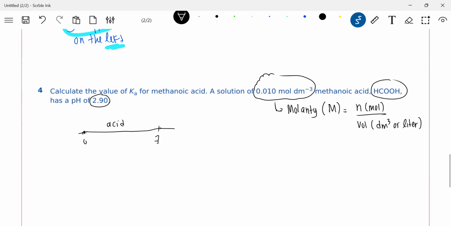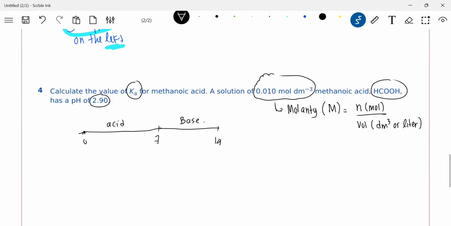But if it is 7 up to 14, we can group it as bases. I will give you the concept. Methanoic acid, we group it as a weak acid. Why, sir? Because we know Ka.